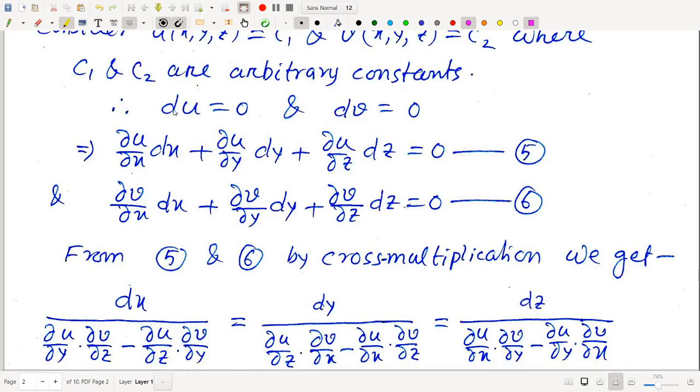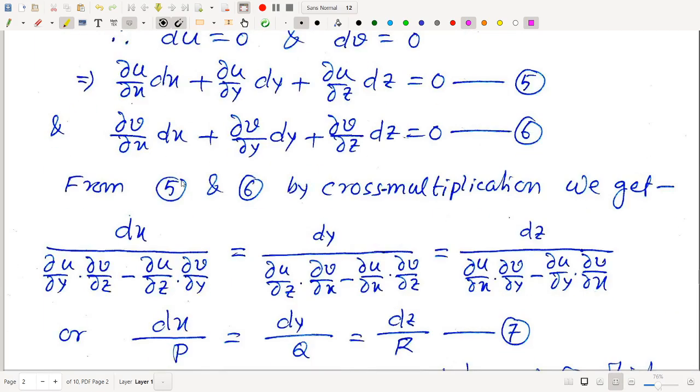And in first semester we know du means del u by del x into dx plus del u by del y into dy plus del u by del z into dz equal to 0, because u is a function of x, y, z. Similarly dv equal to 0 gives this number 6. Now from this 5 and 6 by cross multiplication we get dx by del u del y into del v del z minus del u del z into del v del y, dy by del u del z into del v del x minus del u del x into del v del z, dz by del u del x into del v del y minus del u del y into del v del x.